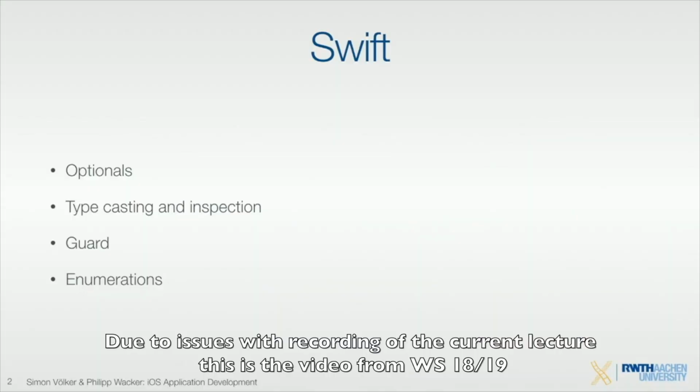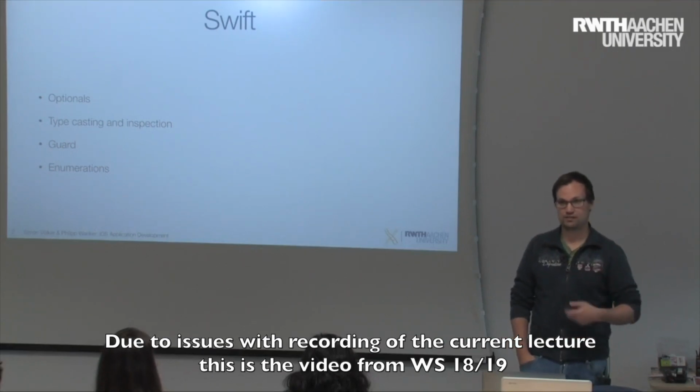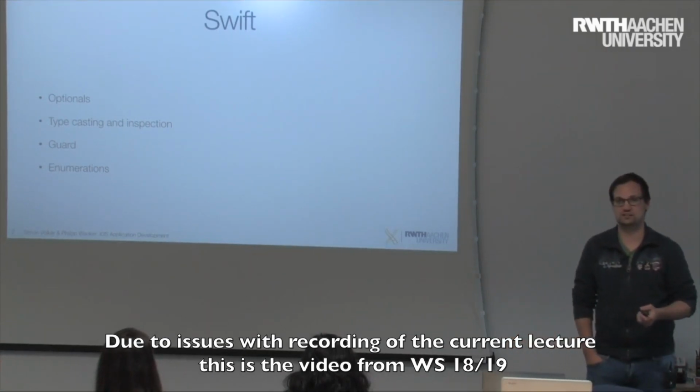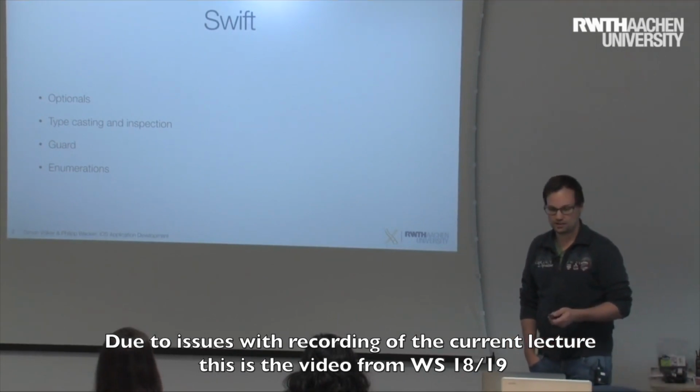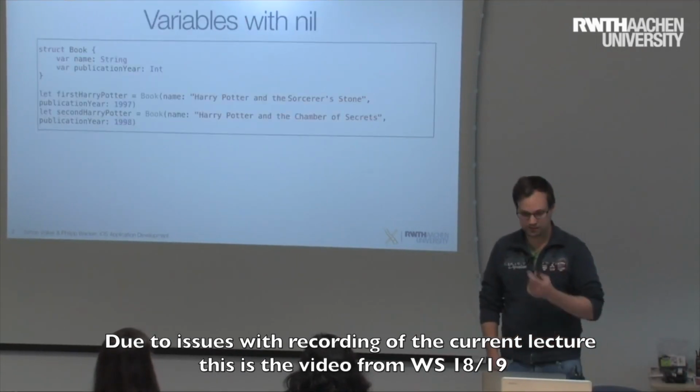With Swift, we're going to talk a little bit about optionals, which I introduced already last week, but I will talk about a little bit more in these details. Typecasting and inspection, how you can actually check your types and how you can work with that. The guard statement, it's a fairly new concept which was introduced in Swift, which is quite helpful. And enumerations, as you all probably know. However, in Swift they have some more functionality that enumerations usually do not have. So let's get started with the optionals.